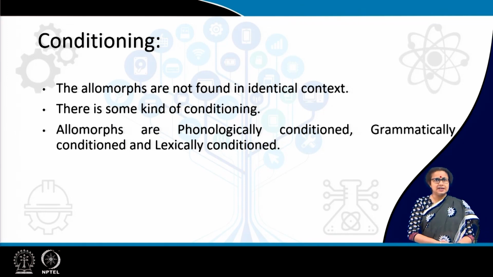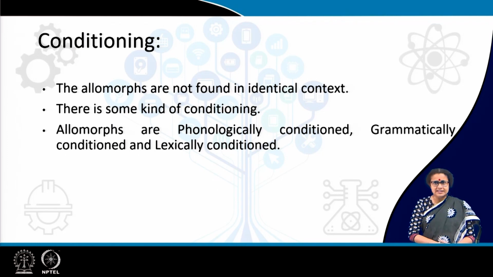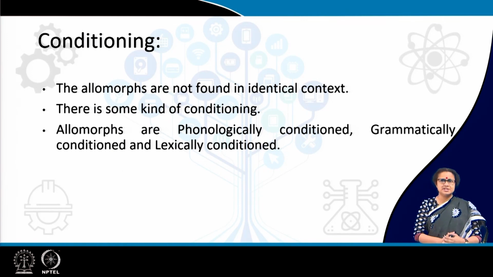Now, let me tell you that there is this idea of conditioning, which is very helpful in order to understand the distribution of allomorphs. The allomorphs are not found in identical contexts, as we have understood from the data, and there is some kind of conditioning why a particular morph is occurring in a particular position. So, there must be some restriction. Allomorphs are phonologically conditioned, grammatically conditioned and lexically conditioned. So, we have to figure out which one is useful for the data that we have for our purpose.